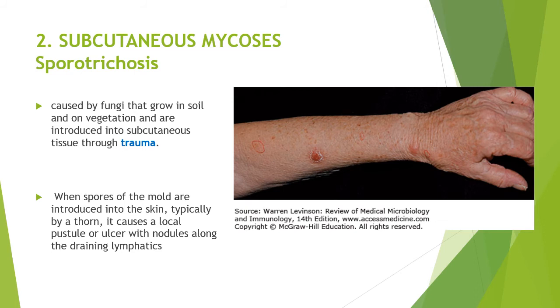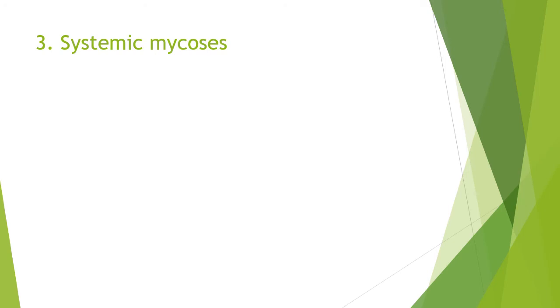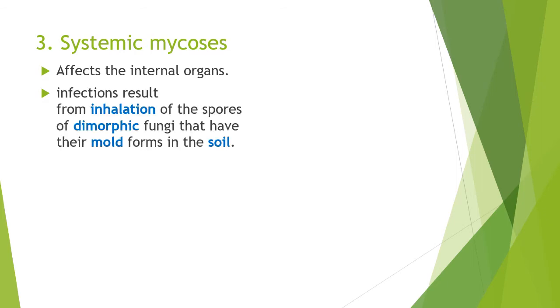Now we move on to the third type of fungal infection, which is the systemic mycosis. So what we mean by systemic is that it affects the internal organs. And actually, these infections can happen through the inhalation of the spores, so from the respiratory tract, of any dimorphic fungi. So if they exist in the mold form in the soil, they can gain entry to the respiratory system, and then inside the body, they can exist as yeast because they are dimorphic.